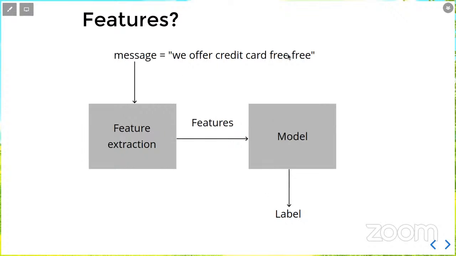Okay, so you are given a message. You are given this message: we offer credit card free. So this is clearly spam, but I need to teach my machine that this is spam. For that, I need features. So how do I extract features from raw data, right? So there is an entire step that we often miss out. That is called feature extraction. Okay, we'll very briefly see how feature extraction happens for text data.